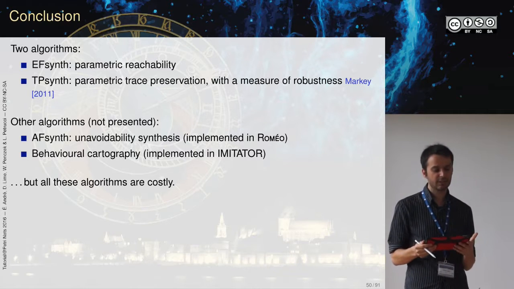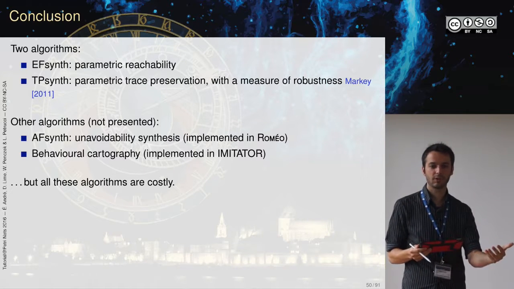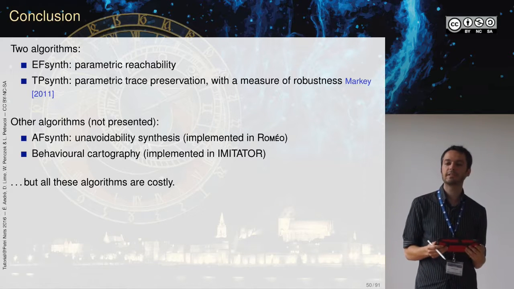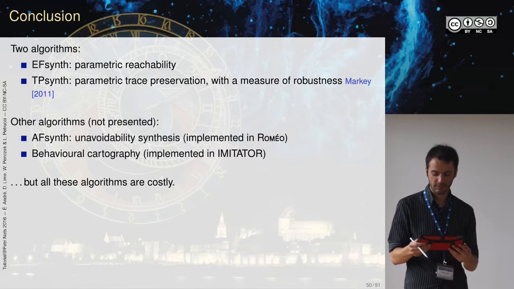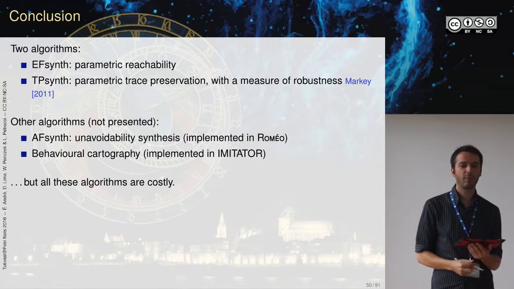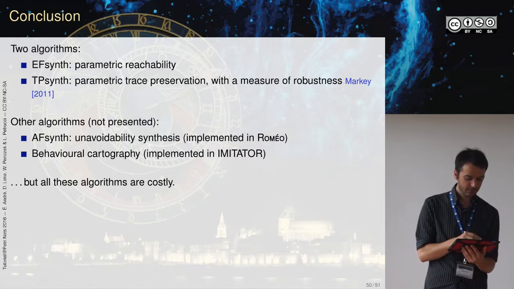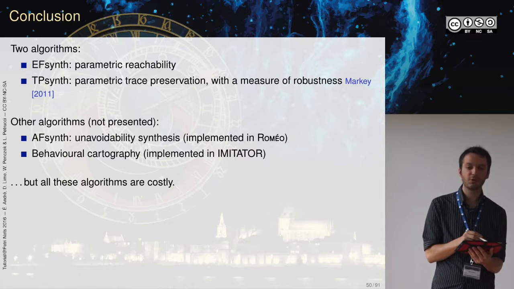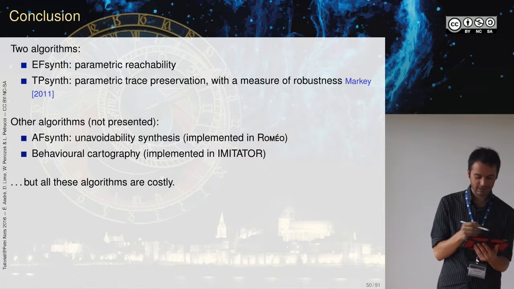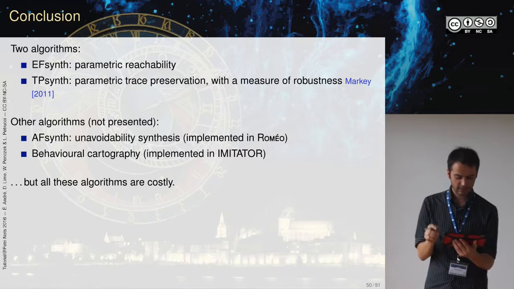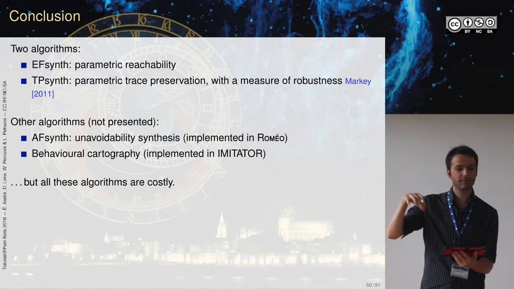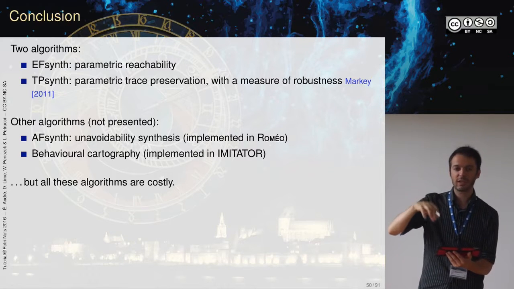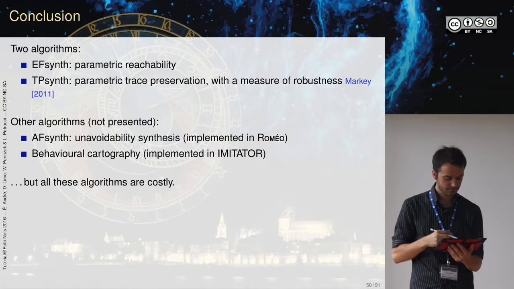To conclude this session, we saw two algorithms: one to synthesize valuations reaching a given location, and another one to synthesize valuations having the same trace set as a given valuation, giving also a measure of robustness. There are many other algorithms for parametric timed automata. Two of them in particular are the unavoidability synthesis that you will see, I think, this afternoon, and that is implemented in Romeo, and the behavioral cartography, which tries to find all possible sets of valuations for which the behavior is the same inside one set of valuations.